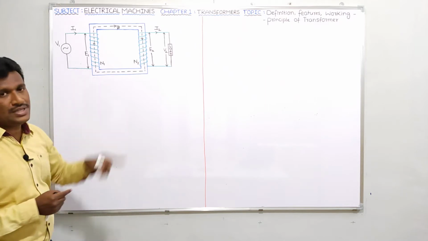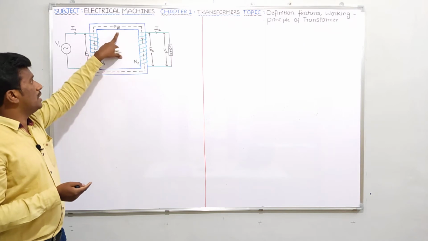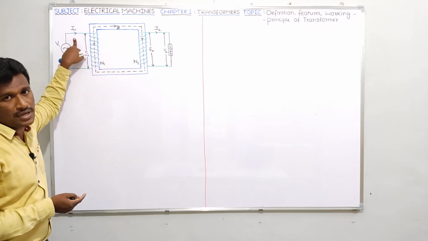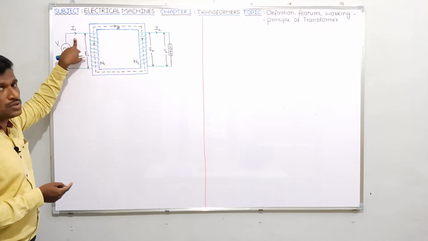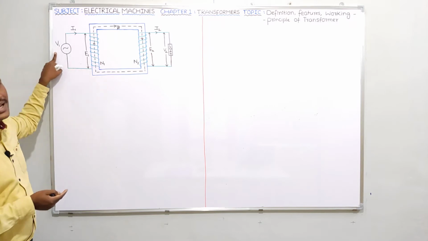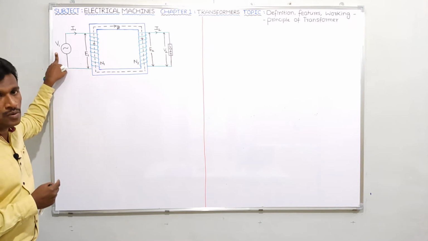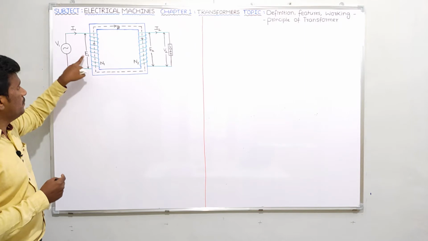And the magnetic field is time variant. Why is the magnetic field time variant? Because the current taken by the transformer is time variant. Why is the current time variant? Because the source voltage is time variant, an AC voltage source. Is it clear? So EMF will be induced here.